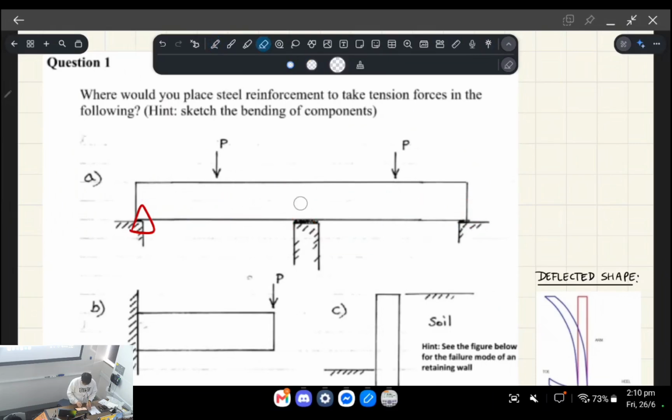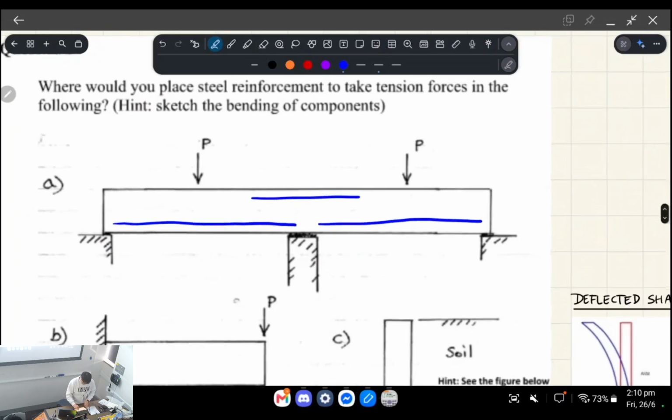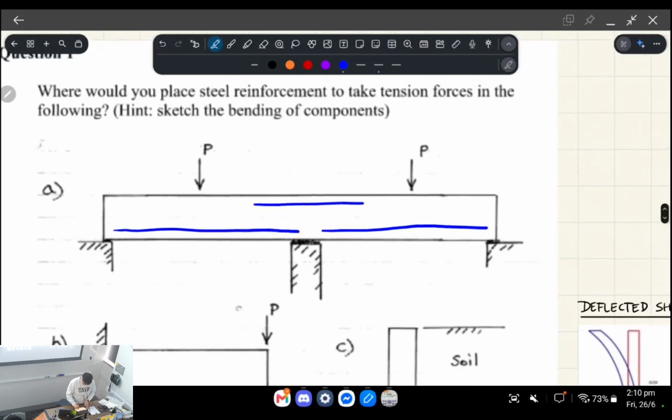Okay, so the bending moment diagram is strongly linked with the tensile stresses. In terms of where to actually draw the rebar, you want to match it up with the bending moments, like so. Wherever you've got tension, you draw the reinforcement, like so.